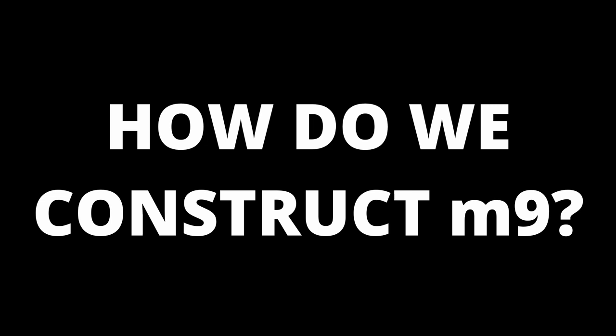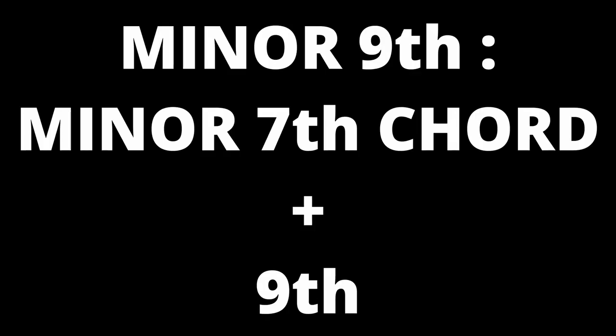You just heard a C minor ninth chord. The minor ninth chords are shown in notation with the chord letter followed by a small m and the number 9. How do we construct a minor ninth chord? A minor ninth chord uses the minor seventh chord notes and adds a ninth note from the major scale.